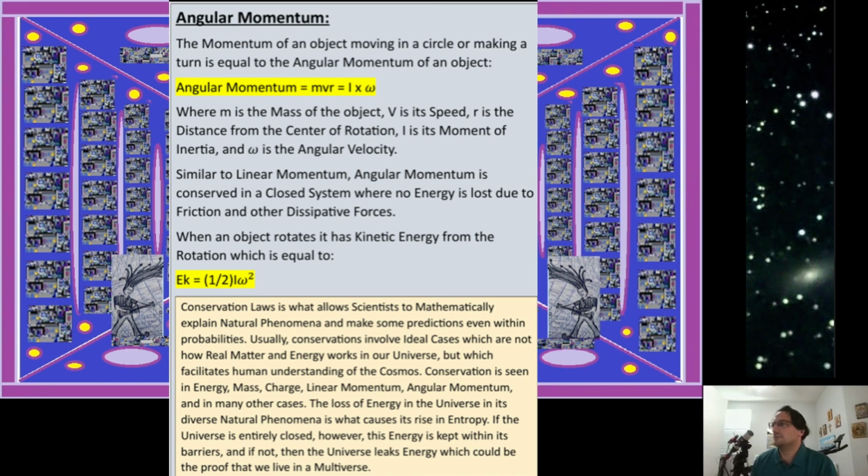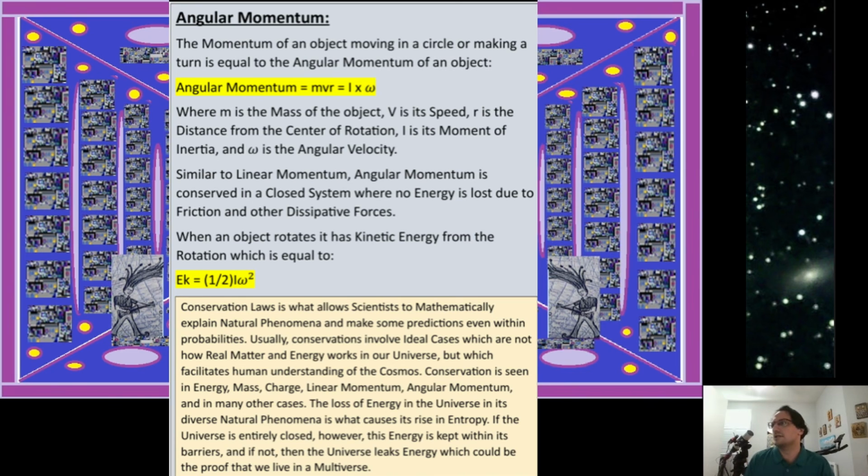Similar to linear momentum, angular momentum is conserved in a closed system, where no energy is lost due to friction and other dissipative forces. So in physics, we have conservation laws: we have conservation of energy, conservation of momentum, and of course, we also have conservation of angular momentum.